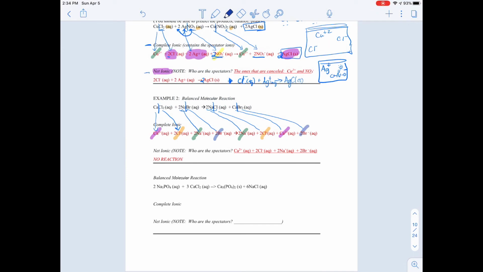Uh-oh, who are the spectators? I didn't mention that up here. The spectators are the ones that you canceled out. The NO3 and the Cu up here. And then over here, everyone is a spectator. Well, what? Oh, no reaction.